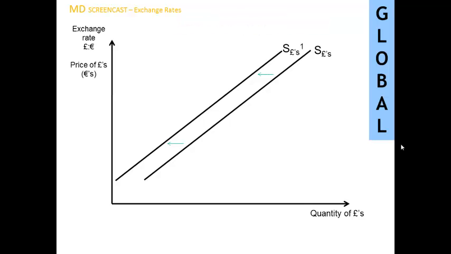Also, an increase in UK interest rates may lead to holders of UK pounds being less likely to supply pounds to the foreign exchange market because they prefer to hold pounds rather than exchange them for foreign currency, such as euros. There would be a fall in the supply of pounds on the foreign exchange market.